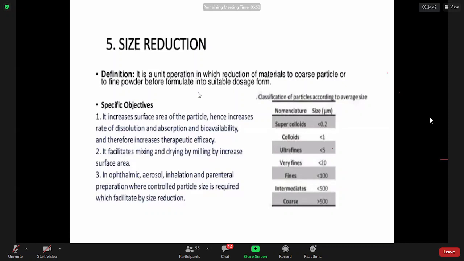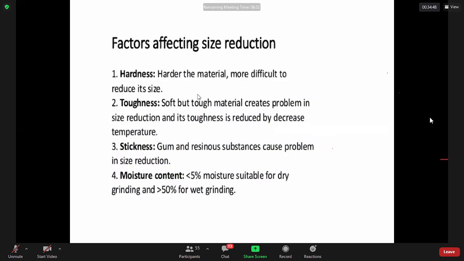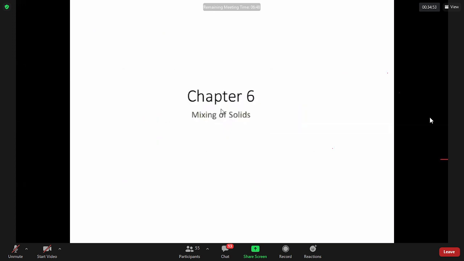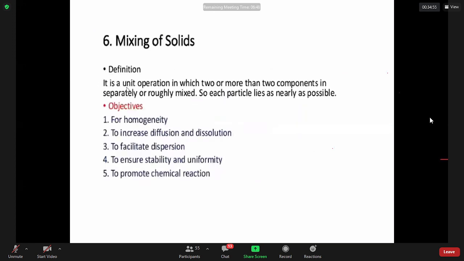And that is also, and the factors that affect particle size separation, solids, mixing of solids. It is a unit operation in which two or more components which are separate are mixed, so that each particle lies as nearly as possible together. So you are trying to get two solids, then you are trying to mix them.